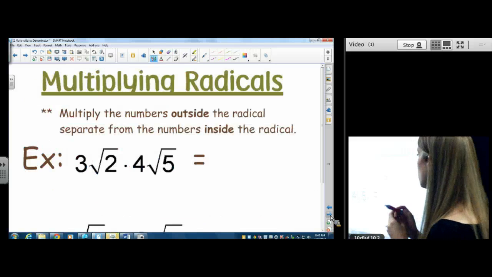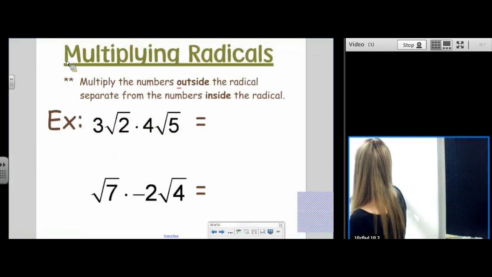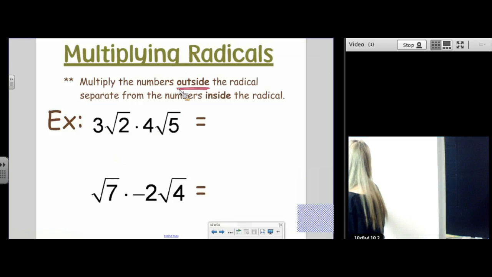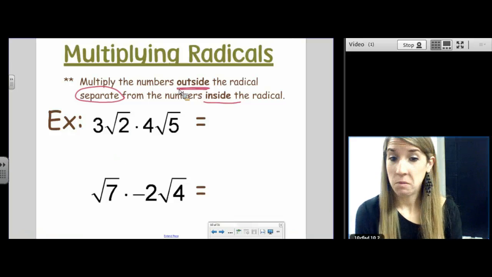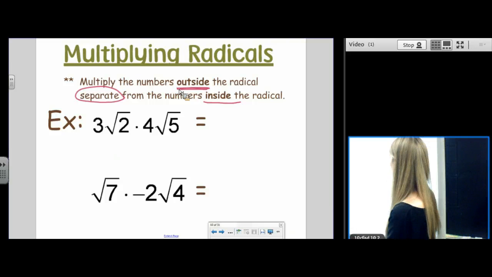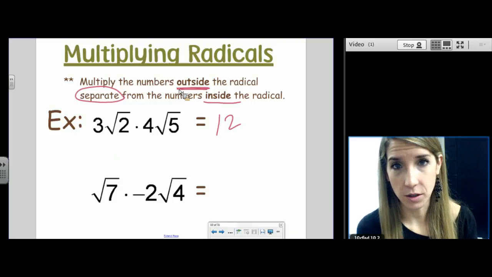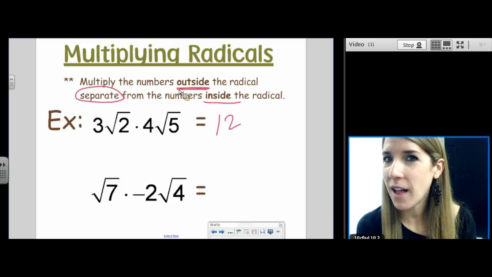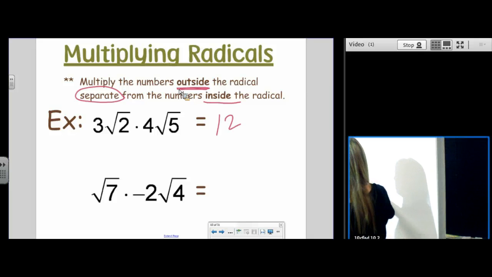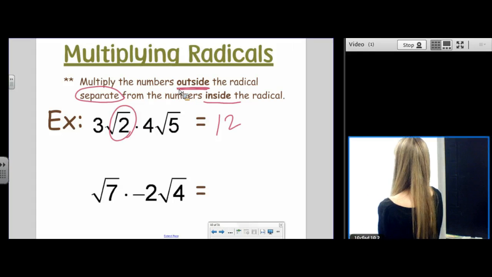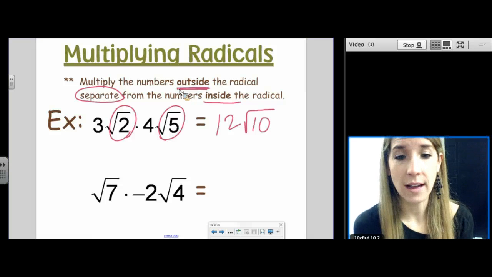Okay. So here we go, multiplying radicals. Here's the rule. I already said this, you multiply the numbers on the outside separate from the numbers inside the radicals, separate from the radicands. So if we look at this first one, we do 3 times 4, just like we did. 3 times 4, 12. Then we are allowed, remember, you cannot add radicals that have separate radicands, but you can multiply radicals that have separate radicands. So now we're going to do square root 2 times square root 5, and that is square root 10. Yes, you're allowed to multiply them. You're not allowed to add them, but you are allowed to multiply them.